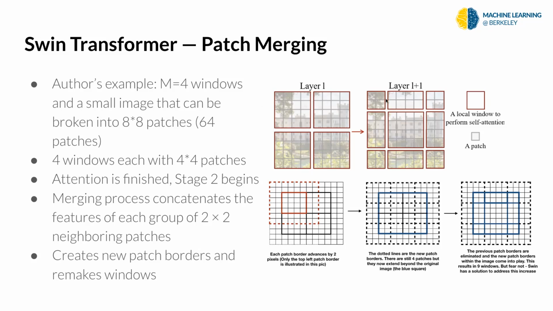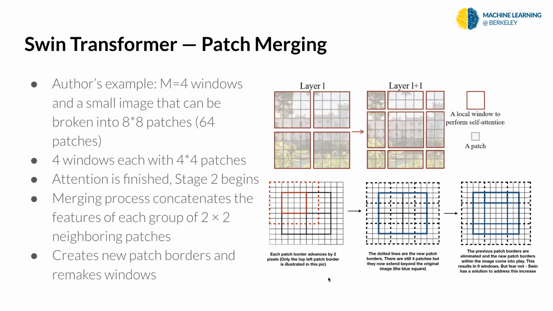What layer 1+1 hints at is the first step in this merging process. We want to perform self-attention within each of these windows, and on the right we can see that the red highlighting is the window that we want to perform attention in, and the gray highlighting is a singular patch. Once attention is finished within these windows, we want to start the merging process, which concatenates features of each group of 2 by 2 neighboring patches and creates new patch borders.